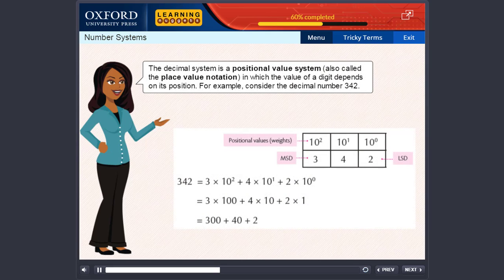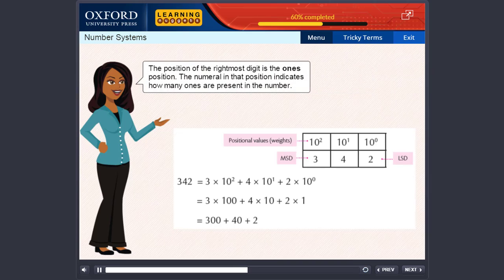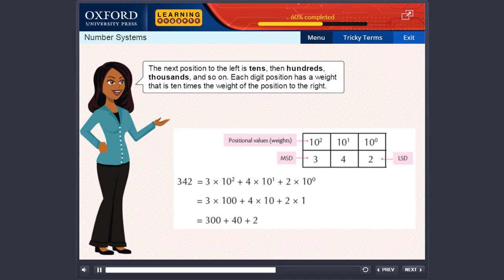The decimal system is a positional value system, also called the place value notation, in which the value of a digit depends on its position. For example, consider the decimal number 342. The position of the rightmost digit is the ones position, 10 to the power 0 equals 1. The numeral in that position indicates how many ones are present in the number. The next position to the left is tens, then hundreds, thousands, and so on.